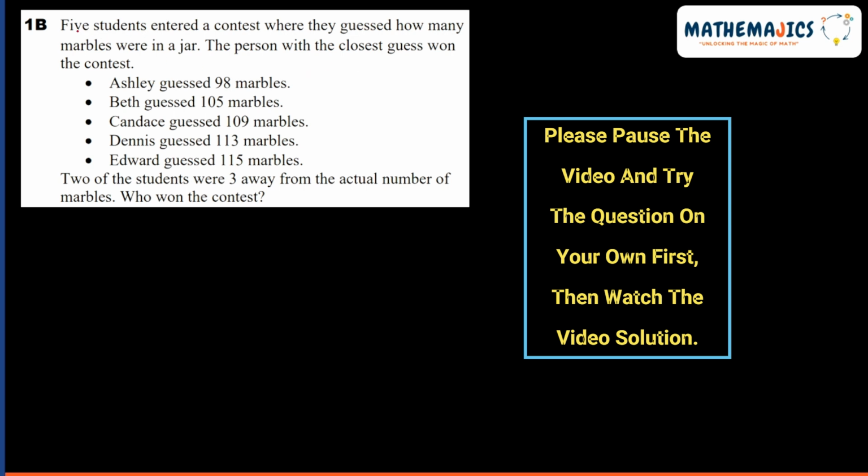So this is our next question. 5 students entered a contest where they guessed how many marbles were in a jar. The person with the closest guess won the contest. Ashley guessed 98 marbles, Beth guessed 105 marbles, Candace guessed 109 marbles, Dennis guessed 113 marbles, Edward guessed 115 marbles. Now instead of calling out their names, I am taking them as A, B, C, D and E.